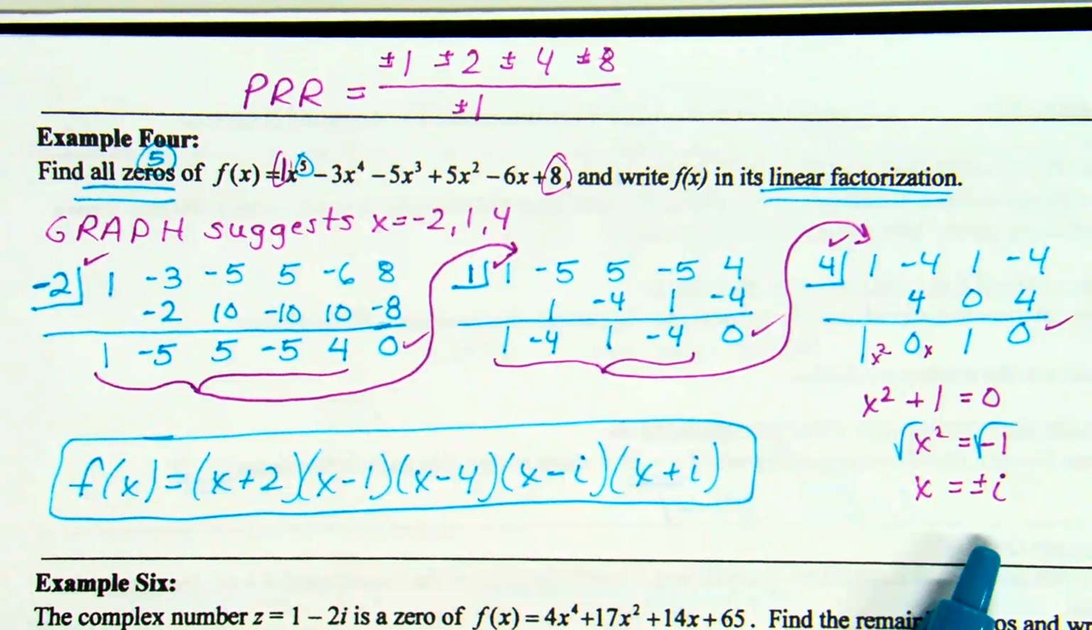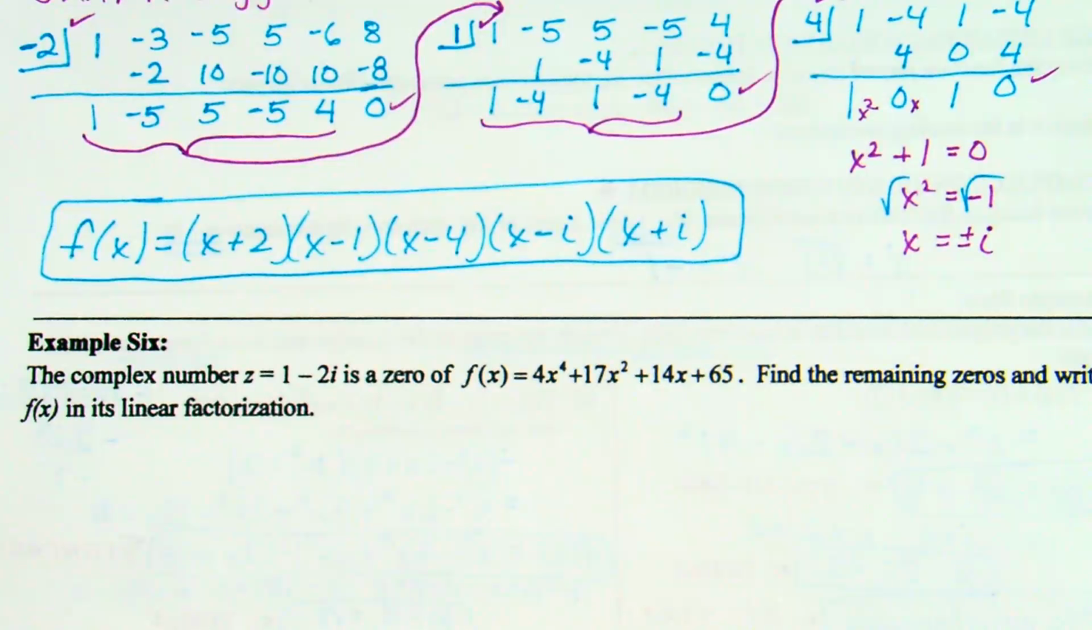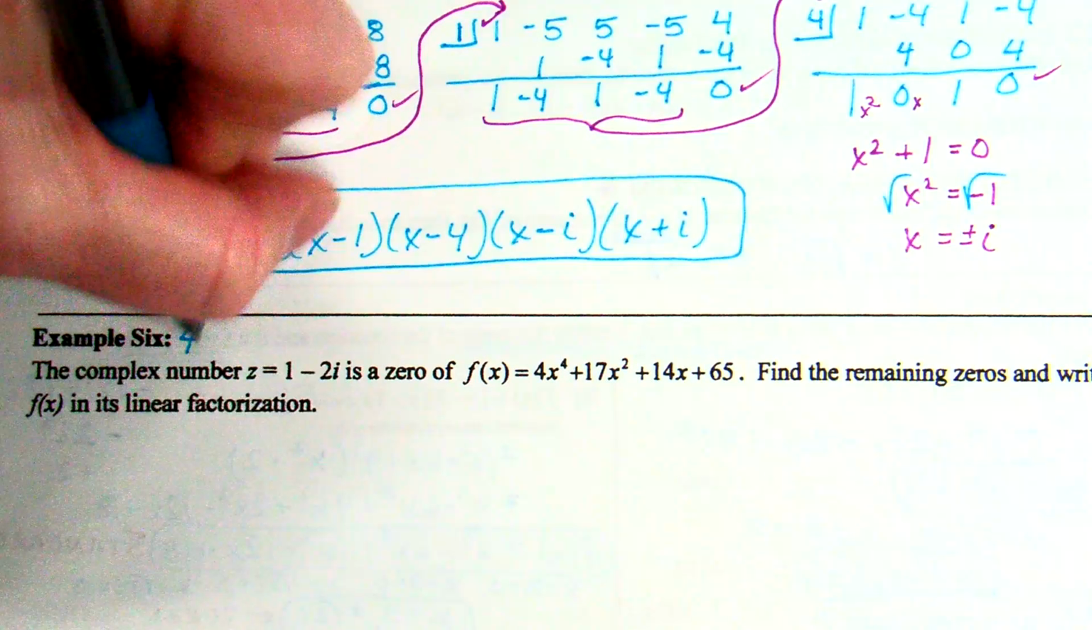Okay, one more to try. And that is example 6. The complex number z equals 1 minus 2i is a 0 of this equation. Find the remaining zeros and write f of x in its linear factorization. Okay. How many zeros are there going to be altogether? 4? We know because it's x to the 4th that there are going to be 4 zeros.